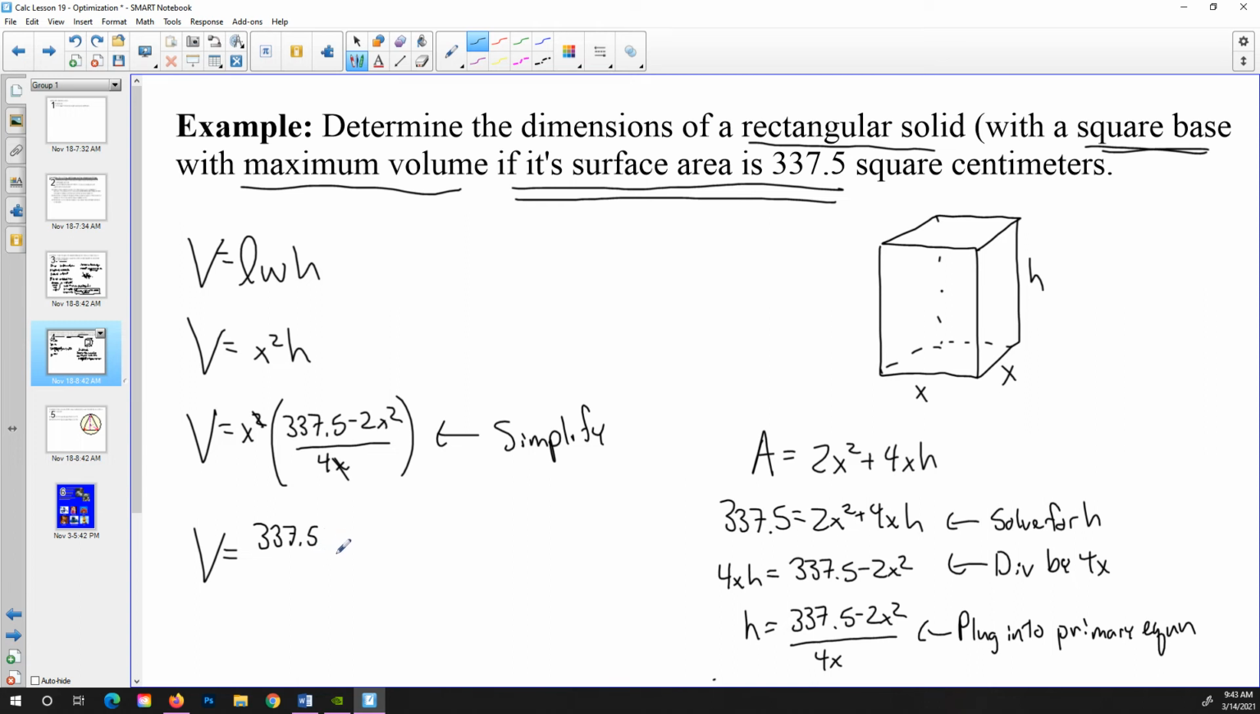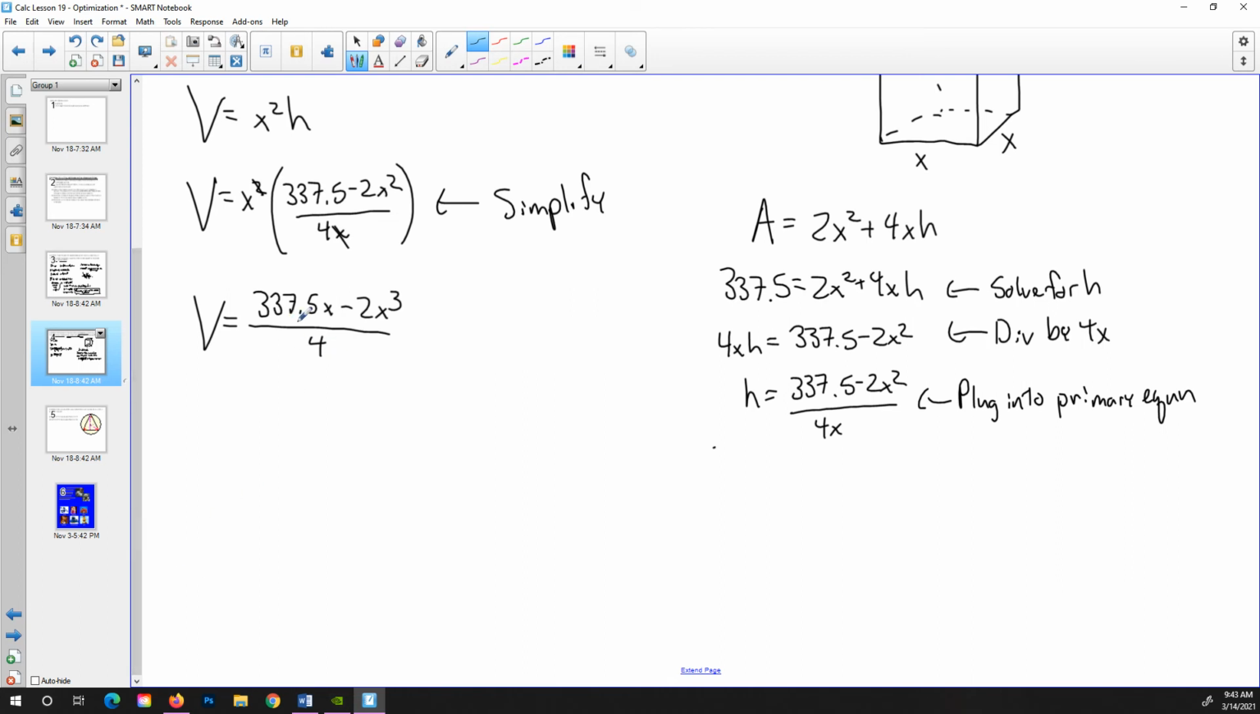337.5x minus 2x to the third all over 4. And now I have a primary equation that is only in terms of x. And this thing I'm going to derive.